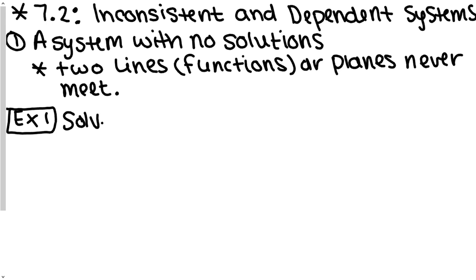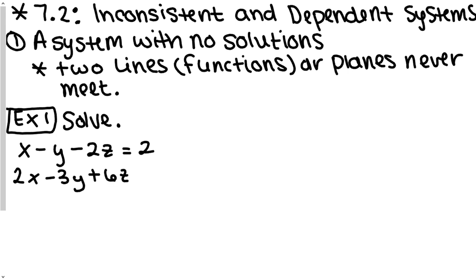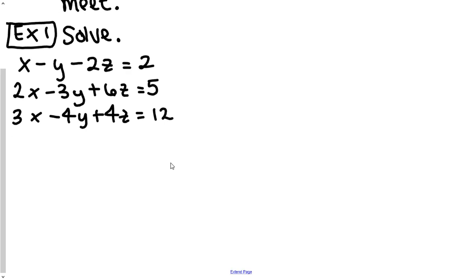solve. The system it gives me is x minus y minus 2z is equal to 2. The second equation is 2x minus 3y plus 6z is equal to 5. And the third equation is 3x minus 4y plus 4z is equal to 12. So we're going to go ahead and use Gaussian elimination. We start by creating our augmented matrix.